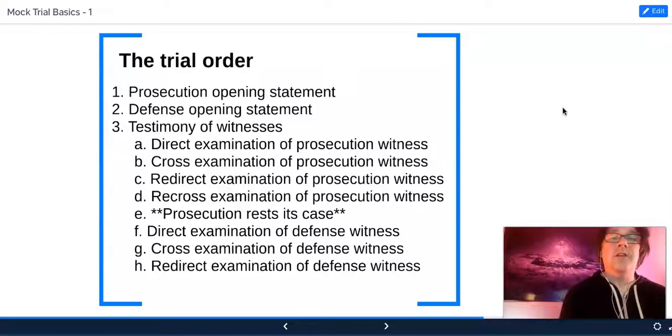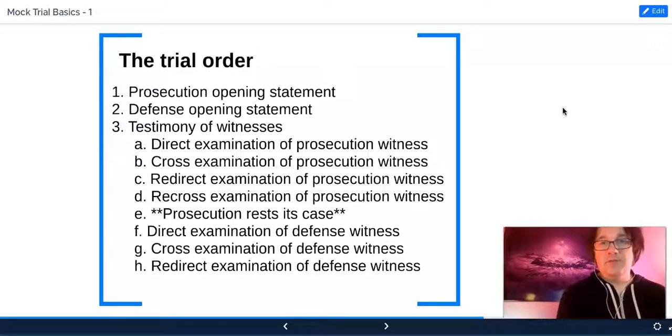So we'll start off with the direct examination of the first prosecution witness. So the prosecution will call their first witness and question them, and the questions are designed to elicit the facts of the case. So we'll have a whole segment on direct examination and cross-examination. So for now, we'll just focus on the trial order.